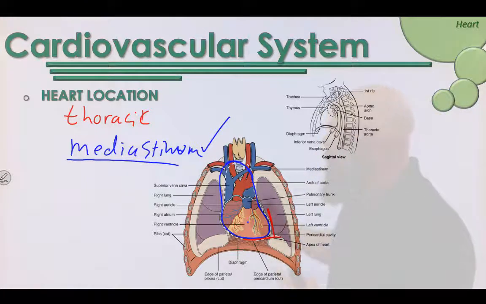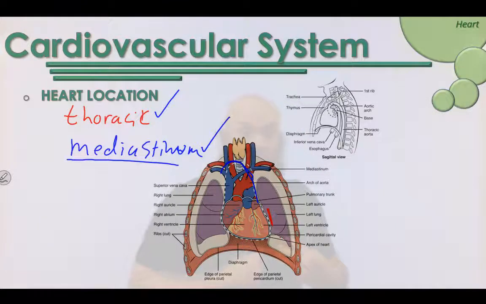Well, where do we find the heart? The mediastinum. They're located less specifically in the thoracic cavity, protected by the rib cage, and probably most importantly, the sternum that covers up and protects the heart.